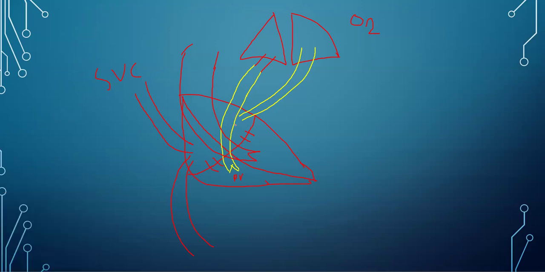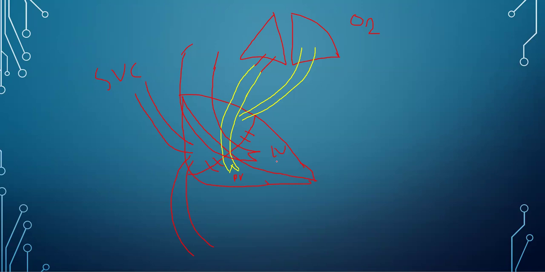Okay? From the left atrium, blood will go to the left ventricle through the mitral valve, and then through the aortic valve, blood will move to the aorta from your left ventricle. Right? So this is the basic function, and this is how the blood will travel.